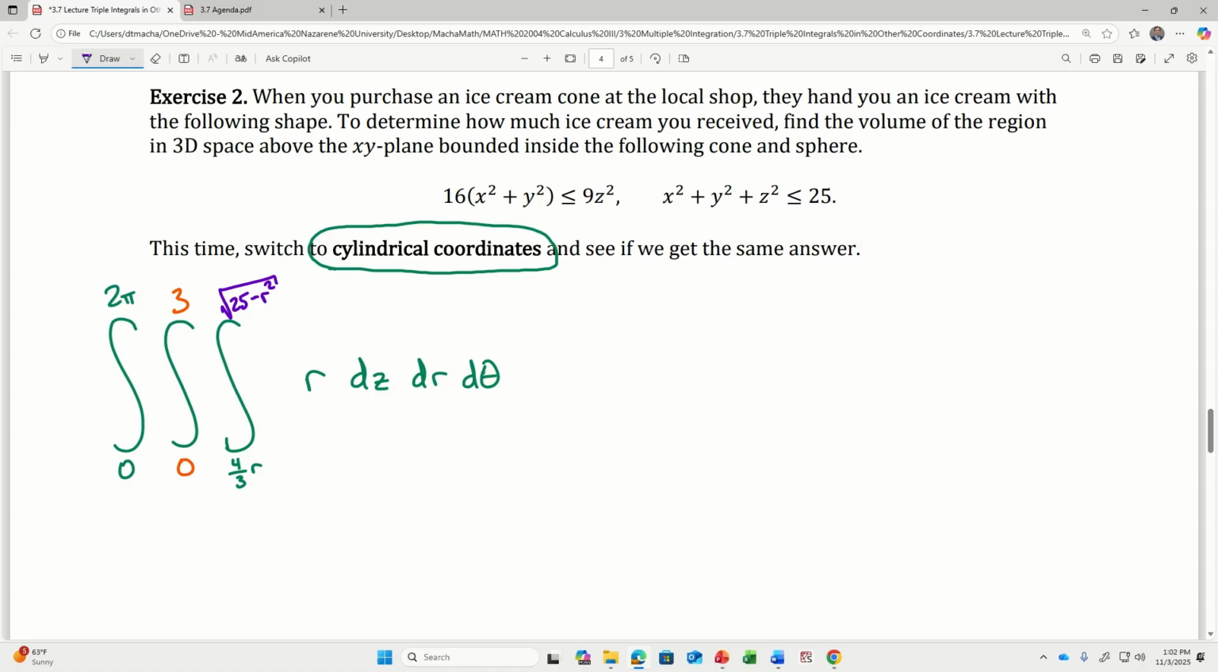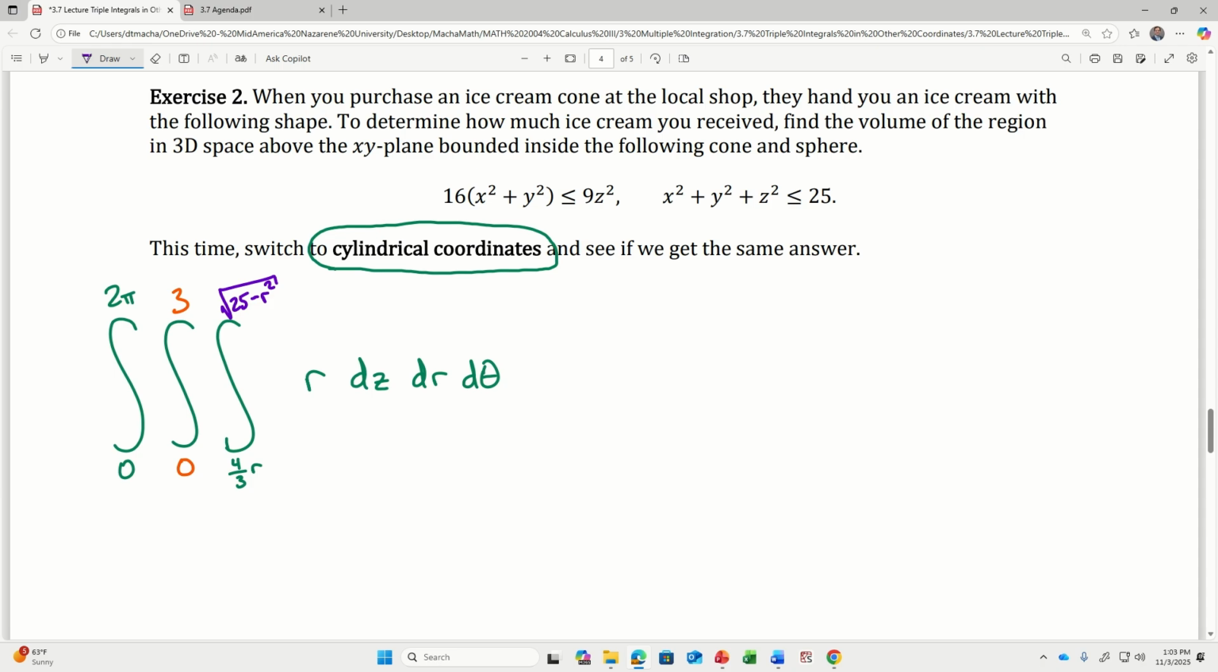So again, theta gets to go from 0 to 2 pi because that's the full rotation. The r gets to go from 0 to 3. And those are constants because we didn't want to mention the z variable because the z variable is on the inside. And then for my z variable, the 4/3 r represents the cone on the bottom. And then the square root of 25 minus r squared represents the sphere on the top.